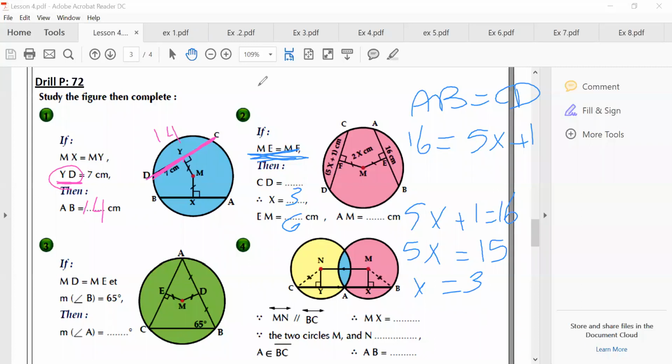Can anyone tell me AM? How will I get it? Equal 8. Who is talking, please? Jana. Okay, Jana, I didn't hear your voice today. Equals 8, from where, Jana? Why is it equal 8? Because it will be the radius, so it will be half.